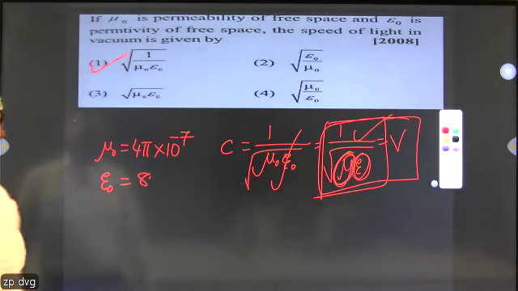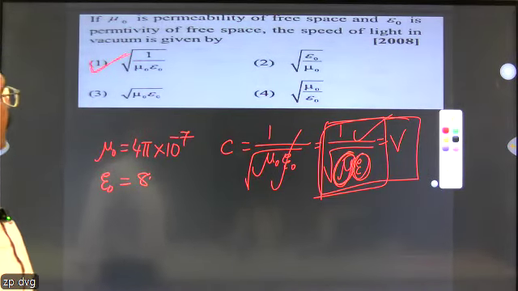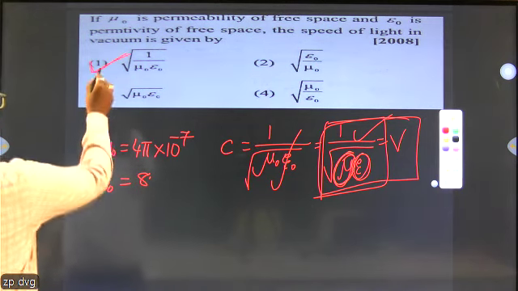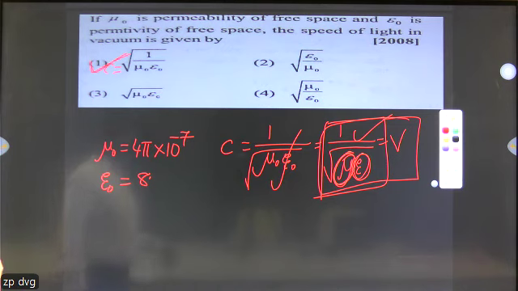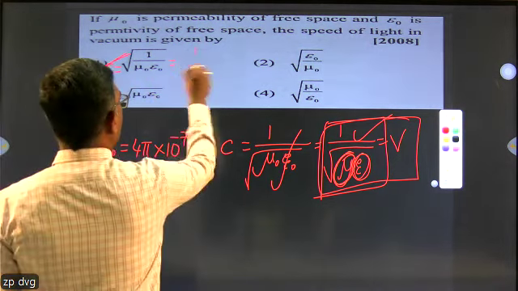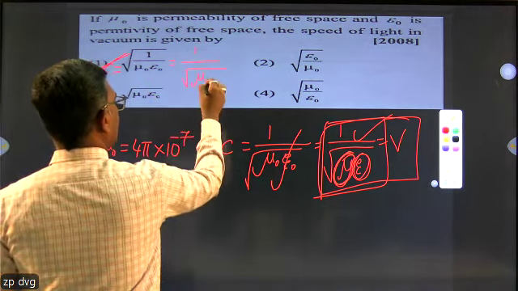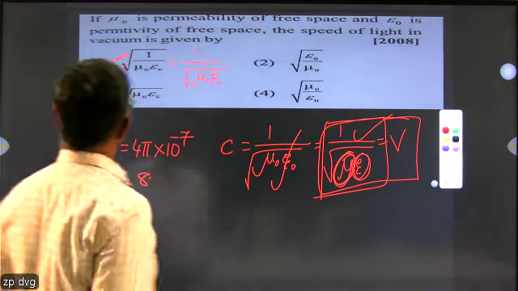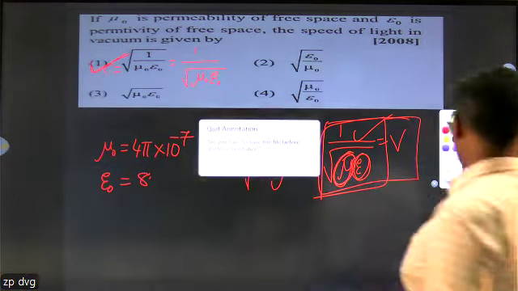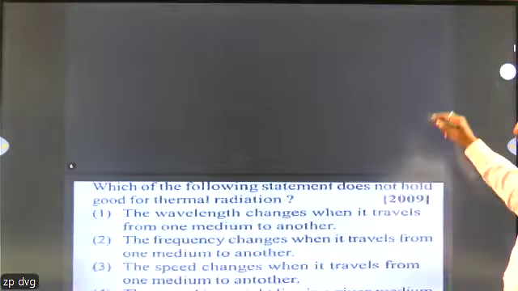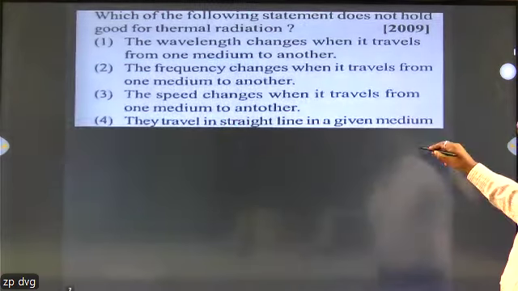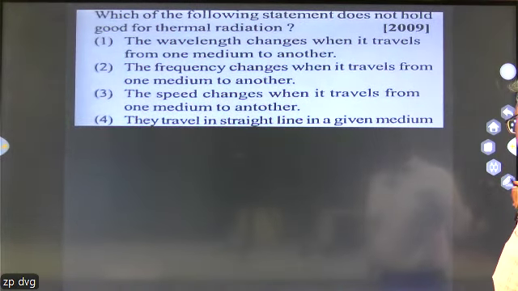So therefore the speed of light in vacuum is given by C is equal to 1 divided by square root of mu naught epsilon naught. That's why this can also be written like this. So option 1 is correct. So this chapter, ನೀವು ಕಾನ್ಸಂಟ್ರೇಟ್ ಮಾಡಿದಾಗ again you can get easily 2 ಅಥವಾ 1 question correctly. So ಬಹಳ ಕಷ್ಟ ಇಲ್ಲ, you can do it.